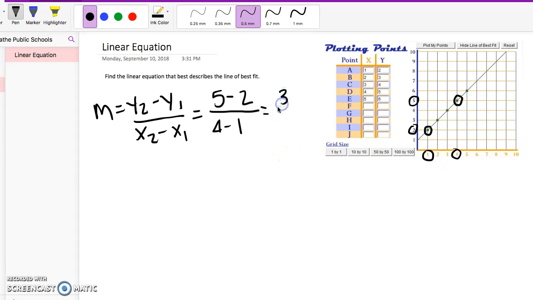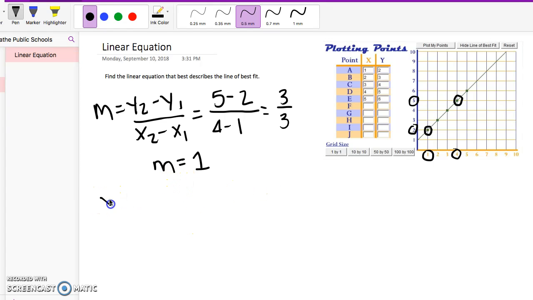and I get 3 over 3, and I should not leave this as a fraction. Instead, I should calculate that out. So 3 divided by 3 is 1. So I have a slope of 1. So now I can go on to finding my linear equation.